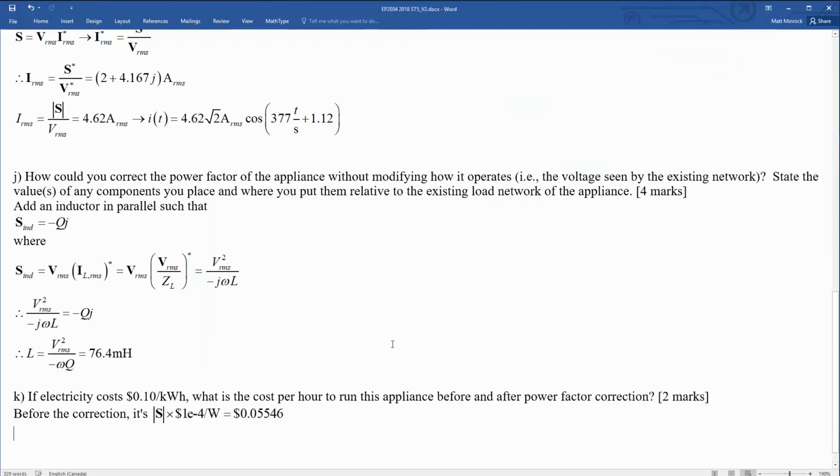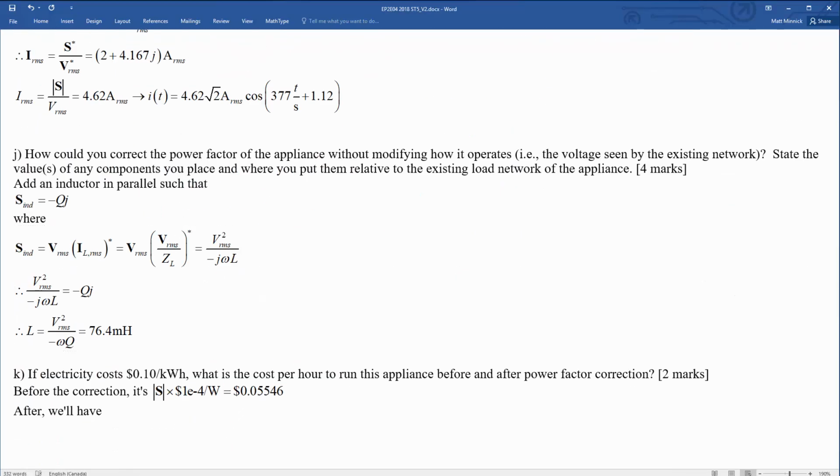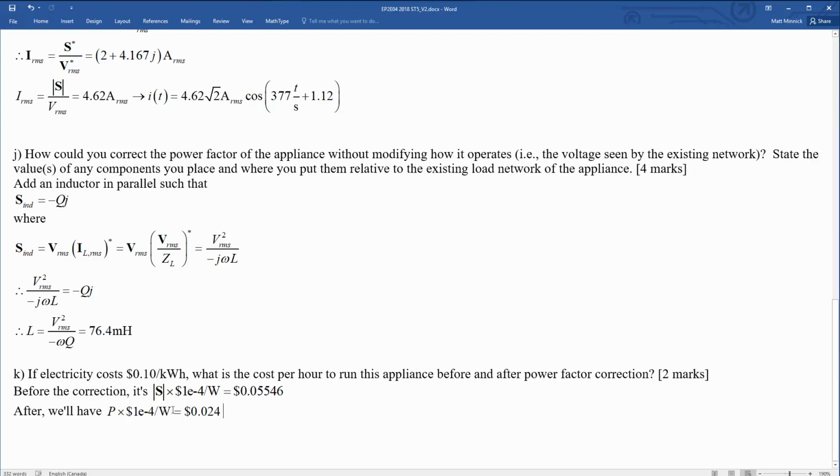Then if we've done the correction correctly, then we've got only the real power as the apparent power. So the real power and the apparent power are now the same. And that means we get billed only this 240 watts multiplied by 1e-4 dollars per watt. So that should be 0.024. So about half the electricity bill. That's pretty good. That's something we want to go for.